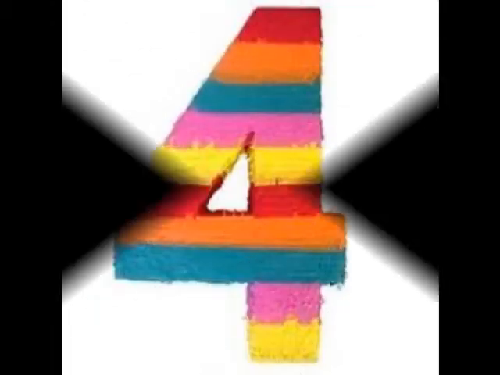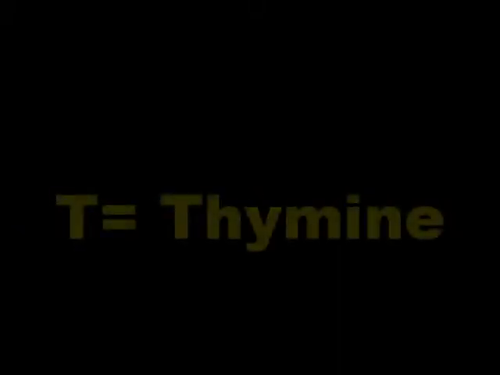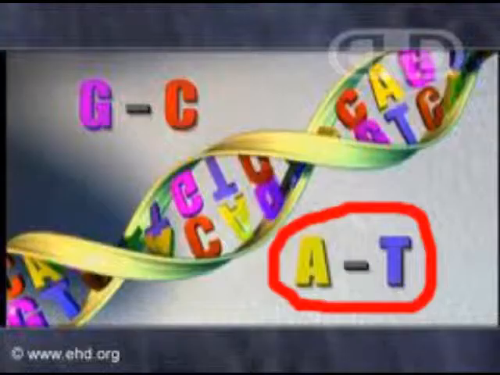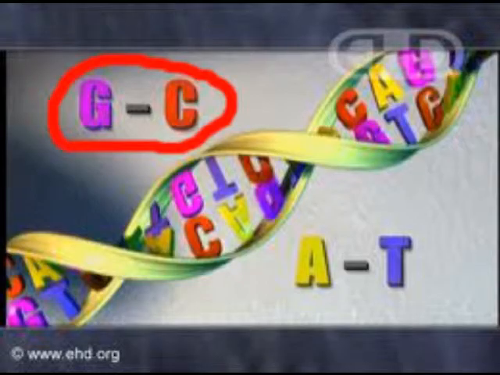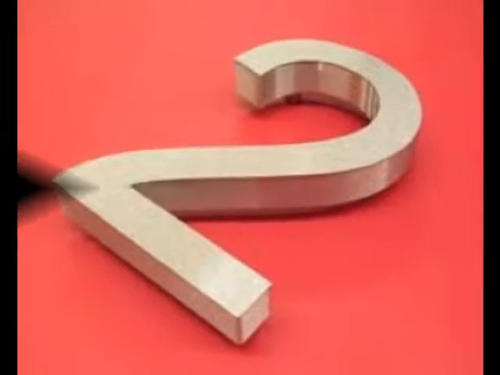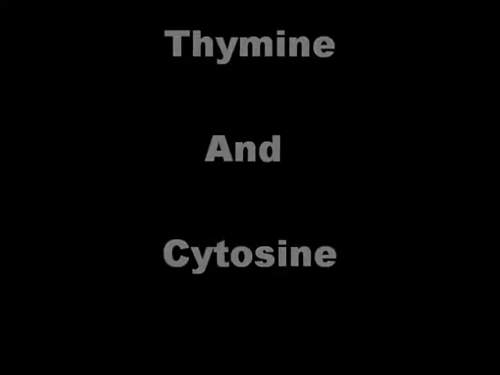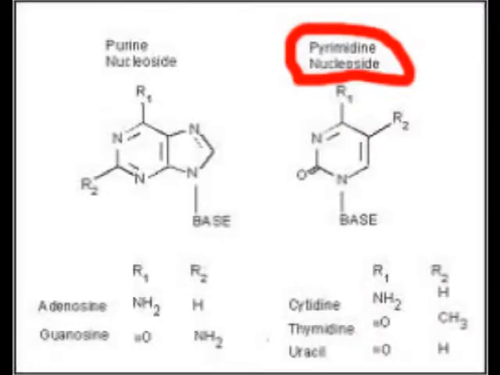There are 4 different types of nucleotides found in DNA, differing only in the nitrogenous base. A is for adenine, G is for guanine, C is for cytosine, and T is for thymine. The bases pair in a specific way, A with T and G with C. The bases are classified based on their chemical structures into 2 groups. Adenine and guanine have a double ring structure called purine. Thymine and cytosine have a single ring structure termed pyrimidine.